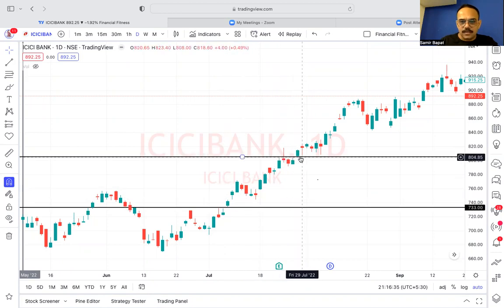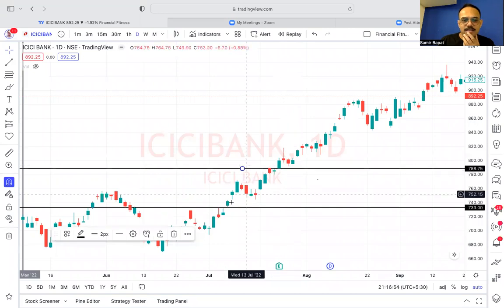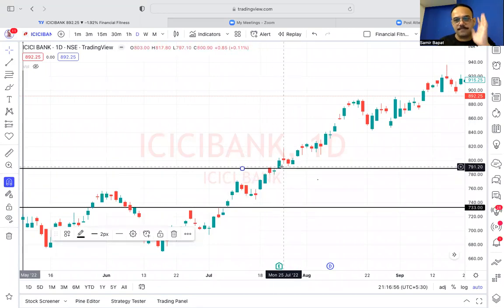Okay, let me check whether it is there. 788.95. So the gap is here. Okay, so let's take this. This is the second gap which happened at this location. First gap, second gap. What is the use of these two?